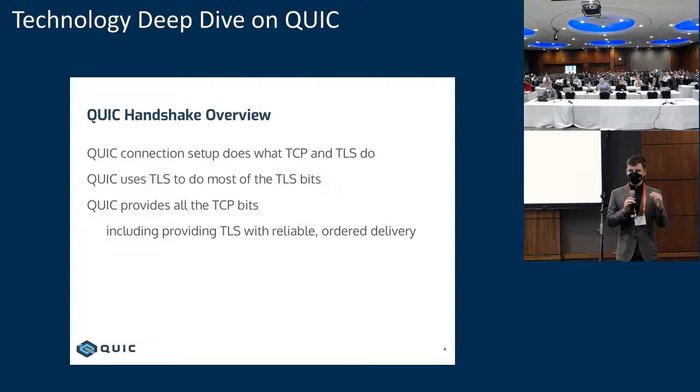The way to think of this is that TLS provides all of the cryptographic assurances that you might expect from a protocol, and QUIC provides all the things that TCP would provide, being reliable ordered delivery. And in turn, they each provide services to the other. TLS requires ordered reliable delivery. QUIC requires a secure handshake.